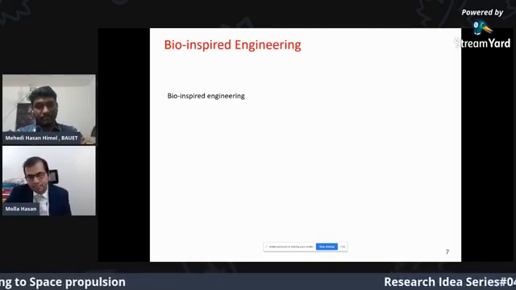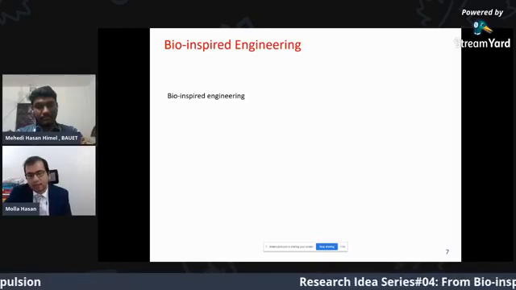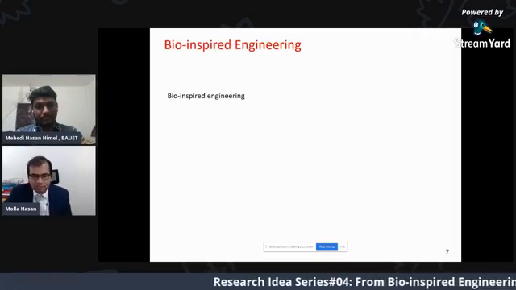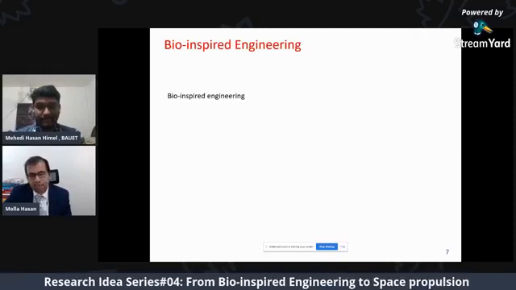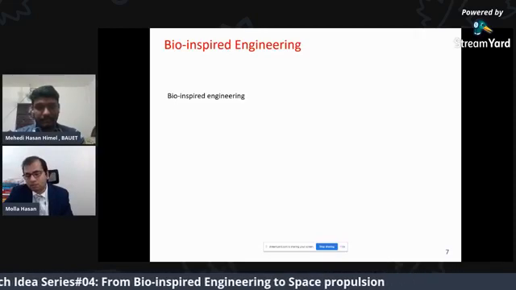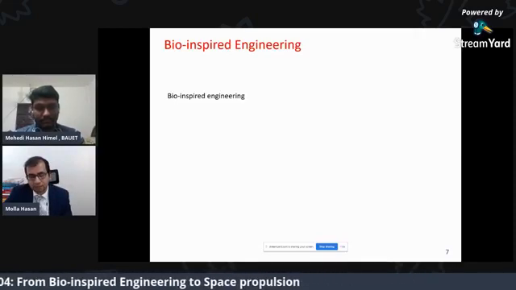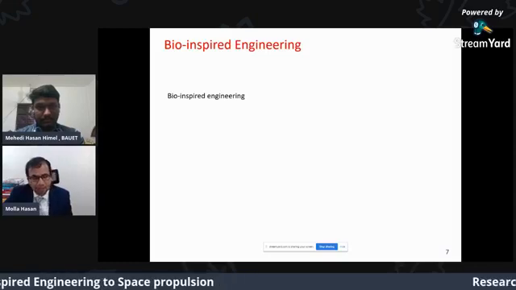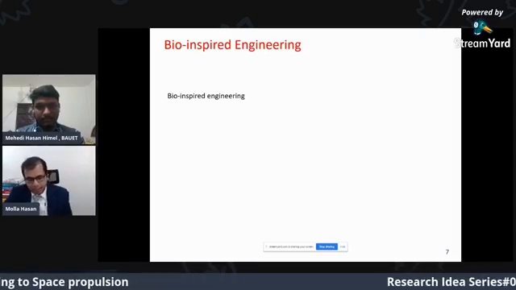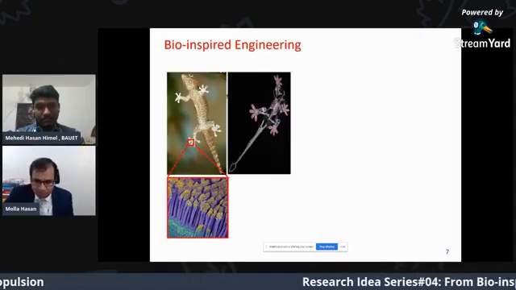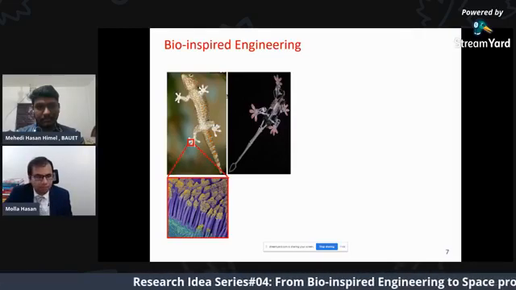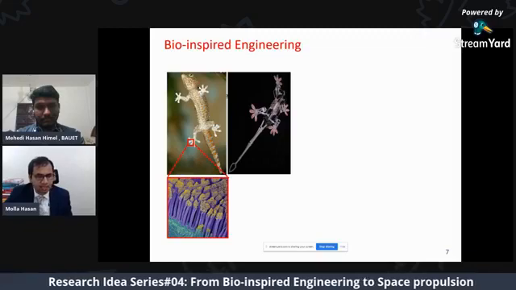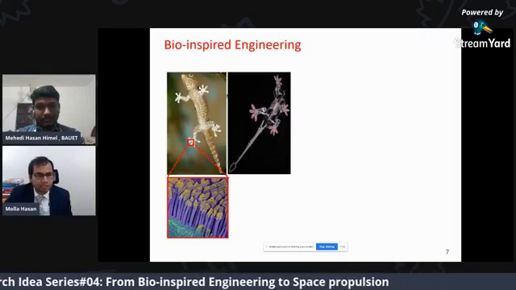Bio-inspired engineering is an engineering where scientists and researchers explore the different phenomena in nature and try to mimic those phenomena by doing synthesis, by doing simulations. And I'm giving you a couple of examples of bio-inspired engineering. One very famous example is a gecko-inspired robot.